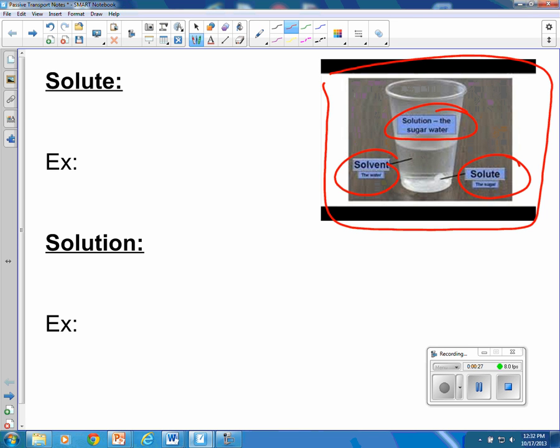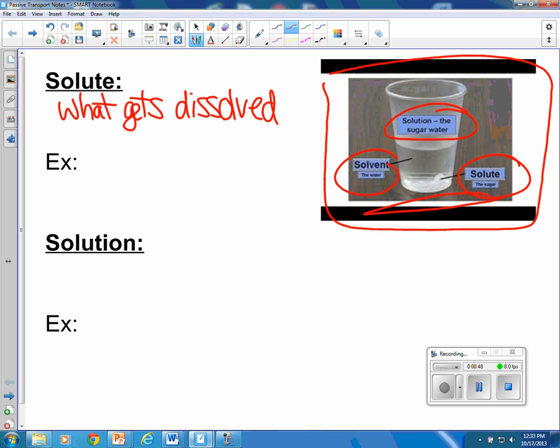A solute, okay? You're making something like sugar water. A solute is what gets dissolved in the water. So in this example, in this picture, it's sugar. If you were making Kool-Aid, it would be Kool-Aid powder.